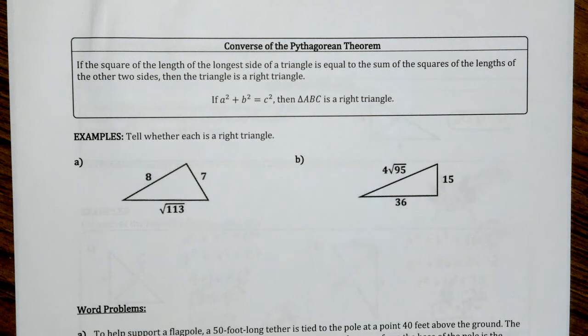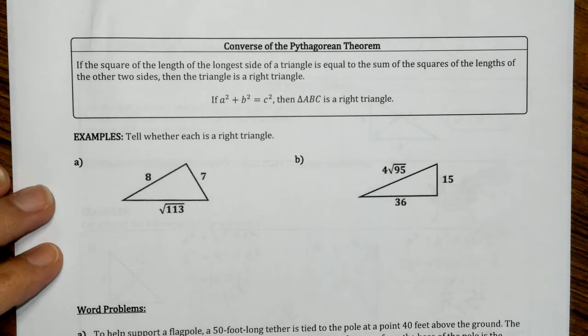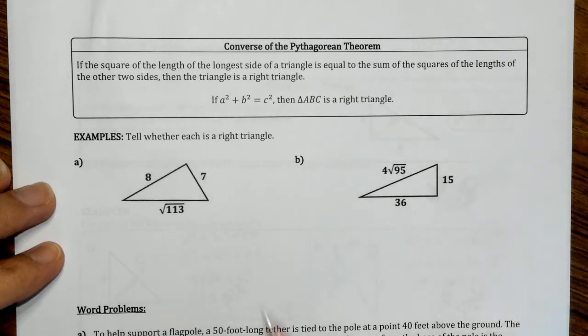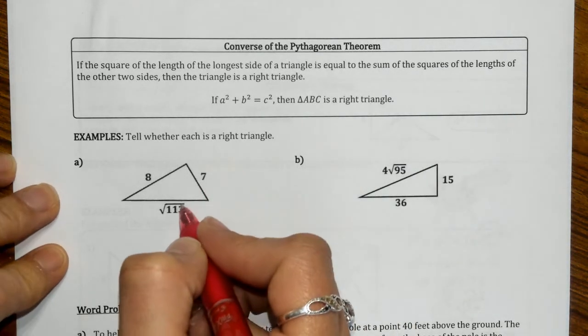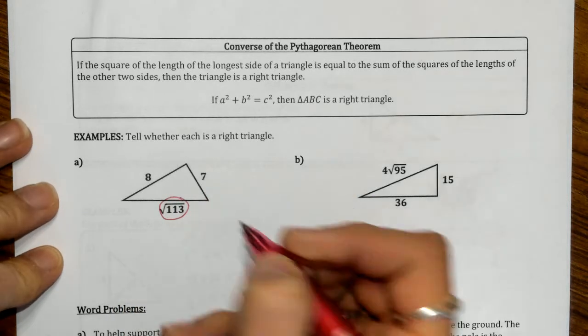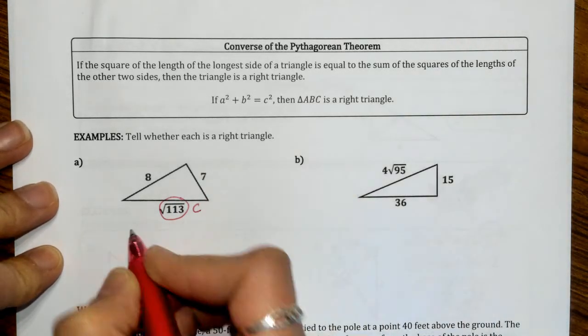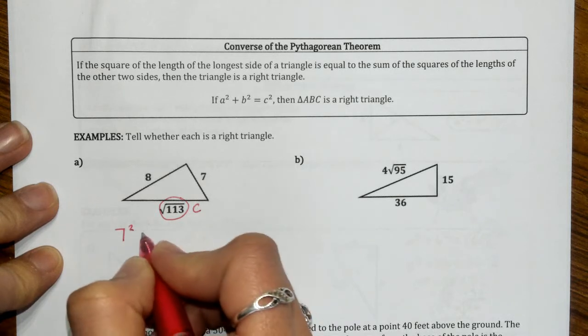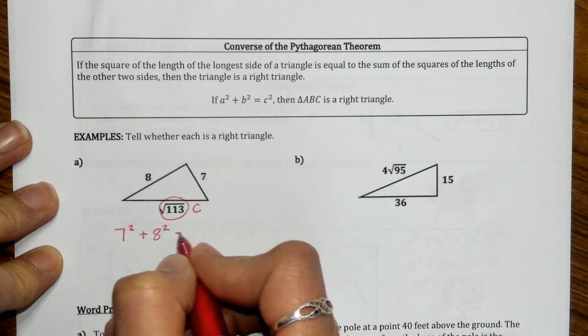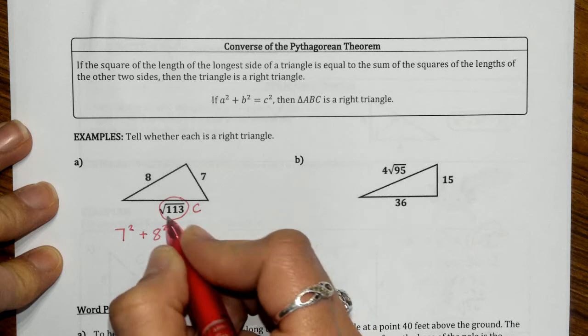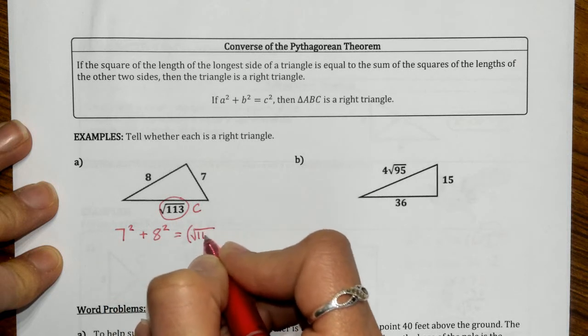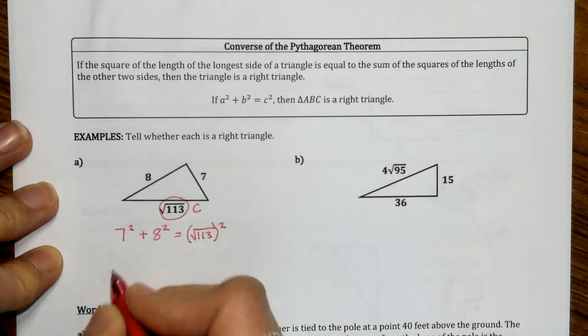So with these radicals, what you want to do is plug it into the calculator to figure out what you're going to get so that you can figure out which is the biggest number. Is the radical the biggest number or not? In the case of letter A here, the square root of 113 is going to be the largest number, so we'll act this as C. So we're just going to do that 7 squared plus 8 squared equals, in parentheses, because we have that radical, the square root of 113 squared.